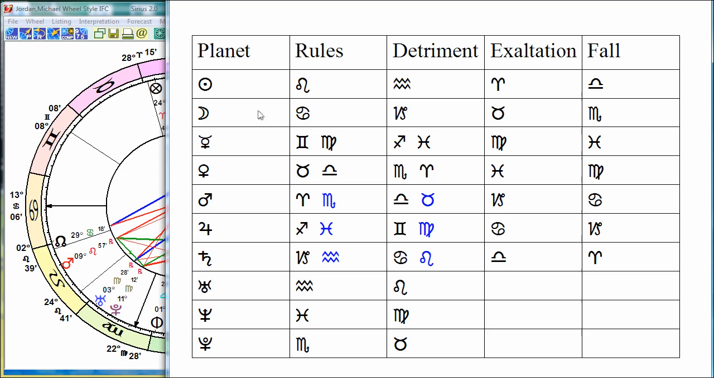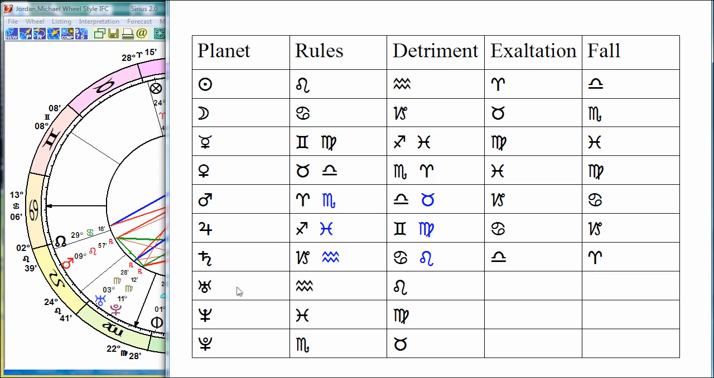So that's the table, and then you memorize it. Moon, it rules Cancer. It's in detriment in Capricorn. Exalted in Taurus. Fall in Scorpio. So this is something that astrologers memorize. The blue here means the ancient ruler, the classical ruler. Mars, for over 2,000 years, ruled, well, I guess about 2,000 years, rules Aries and Scorpio. And therefore the detriment would be the opposite signs.